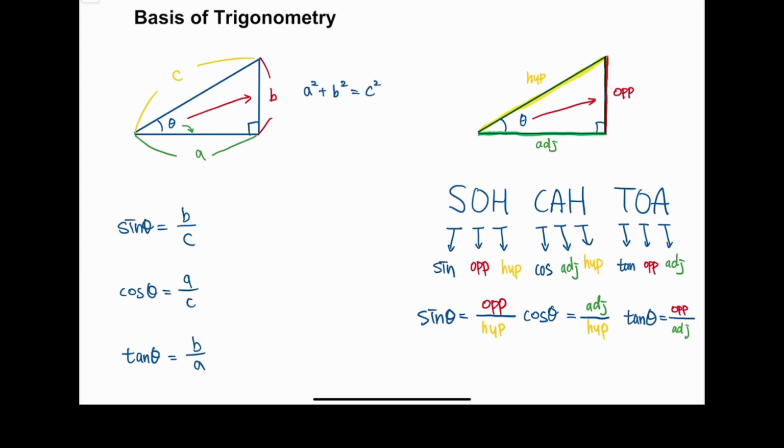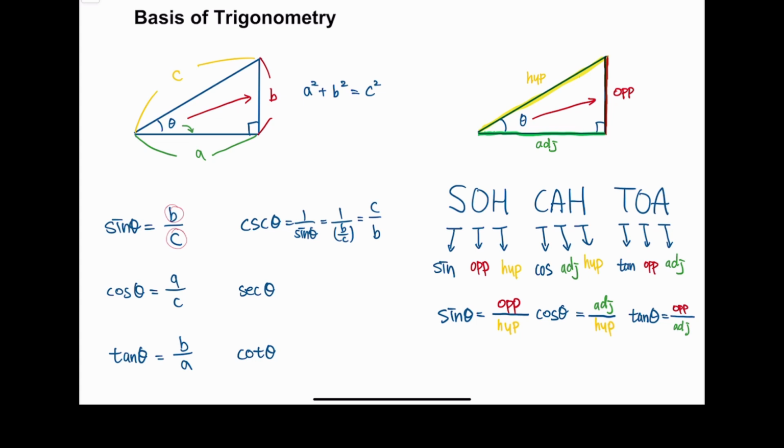Next, we will see cosecant theta, which you can write like this, and secant theta, and cotangent theta. Cosecant theta is the reciprocal of sine theta, which is basically swapping the numerator and denominator of the sine theta ratio, which is c over b.